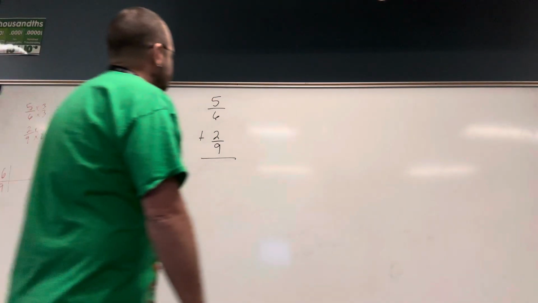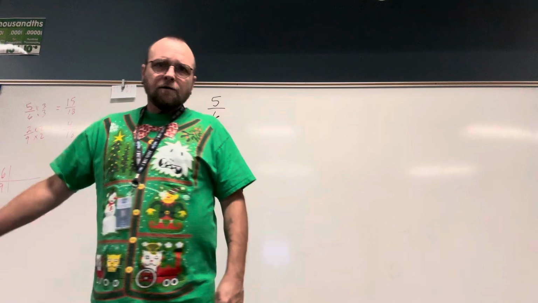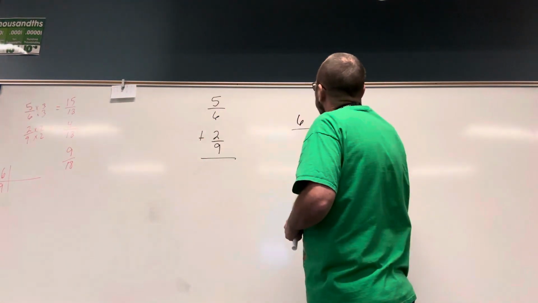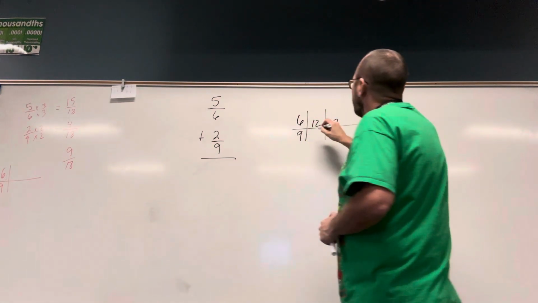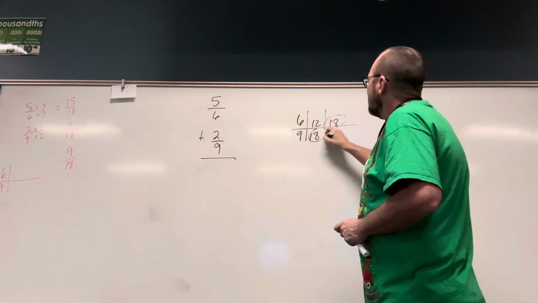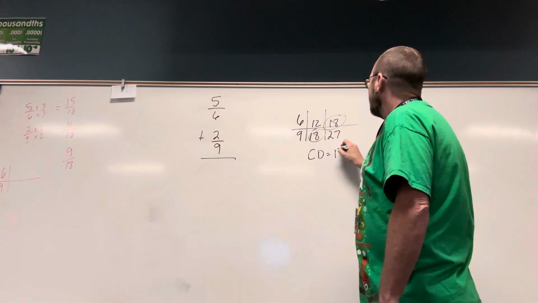All right, let's look at 5/6 plus 2/9. The first thing we have to do is find a common denominator. So we're going to take our two denominators, 6 and 9, and list their multiples until we find the first thing they have in common, which is 18. So our common denominator is 18.